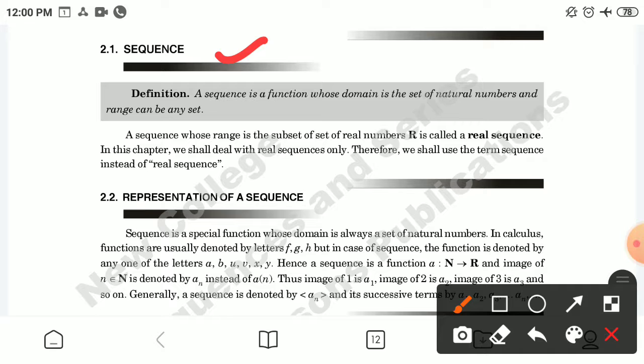Making definition for sequence, a sequence is a function whose domain is the set of natural numbers and range can be any set. A sequence whose range is the subset of set of real numbers R is called a real sequence. In this chapter, we shall deal with real sequences only. Therefore, we shall use the term sequence instead of real sequence.